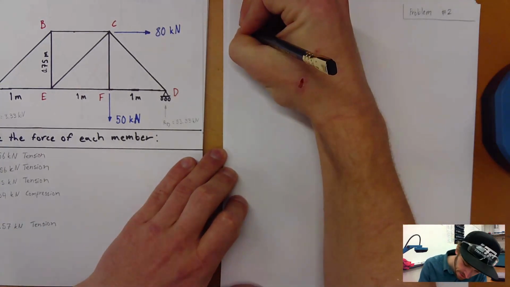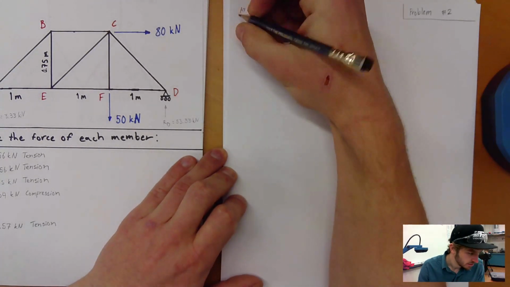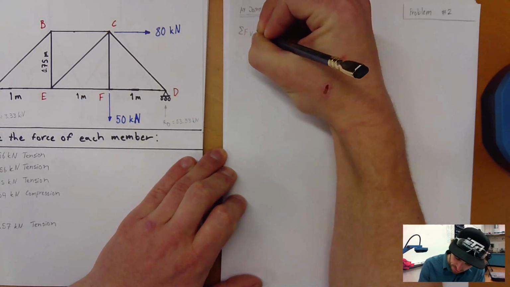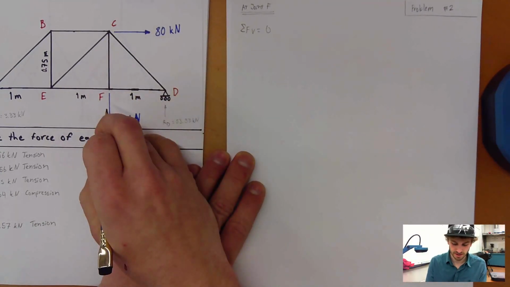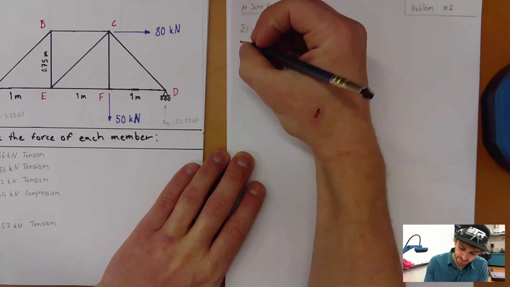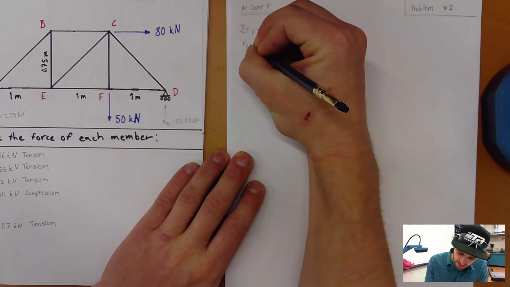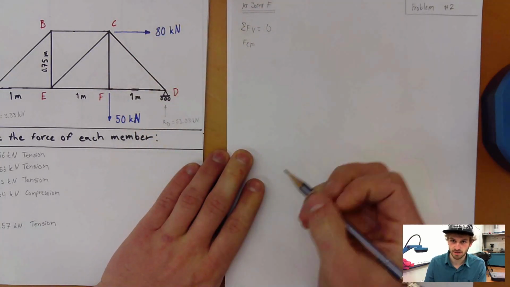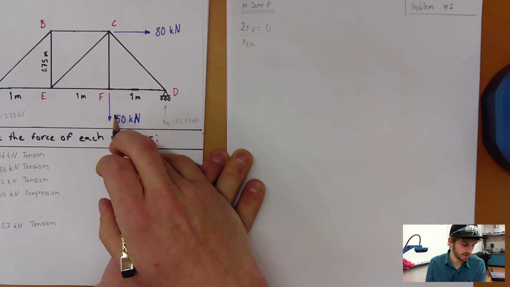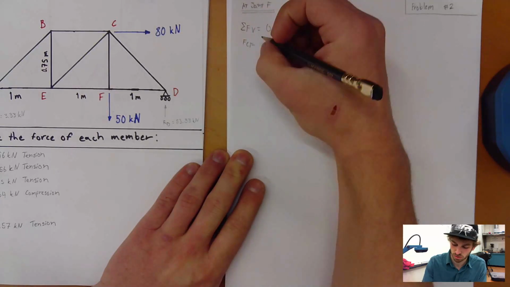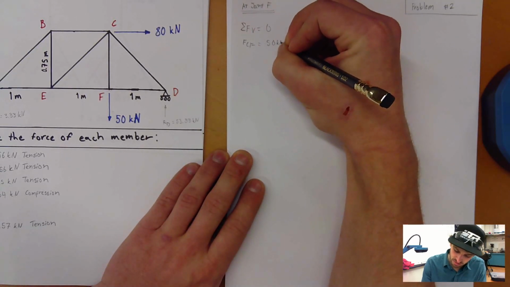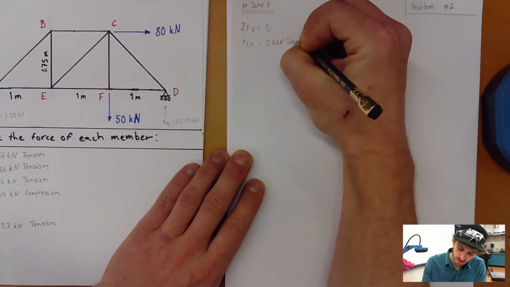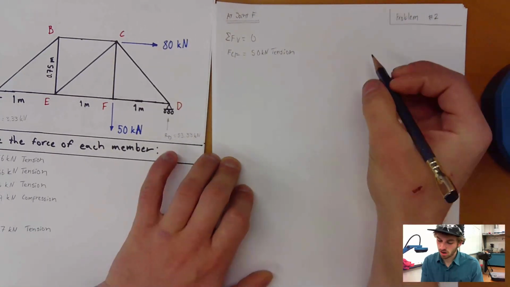All right, so the sum of the forces vertically is equal to 0. Which, this one's super easy. If we're looking at the forces acting on CF right here, we have 50 kilonewtons pulling down, which means we have 50 kilonewtons in tension pulling the other way, which is equal to 50 kilonewtons in tension.